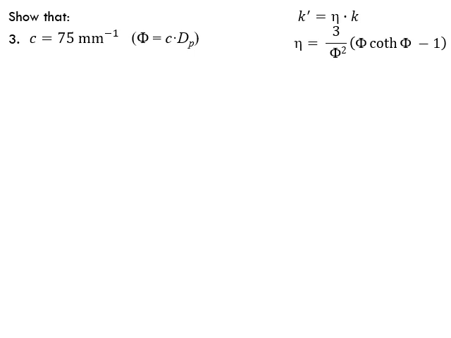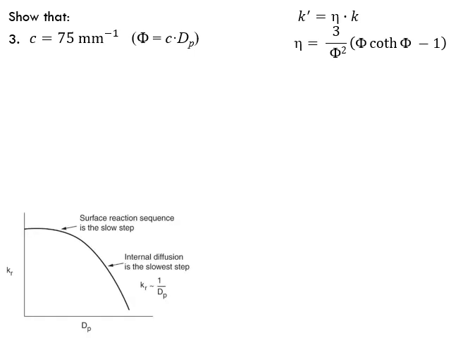Okay, so let's elaborate on the last requirement, that is C equals 75 millimeter inverse. You have to show this. So how are we going to show this? First we know that K prime equals eta times K, and we know what eta equals. We have an equation for eta. Right, let's go and see this plot which we are familiar with. That is the overall rate constant.